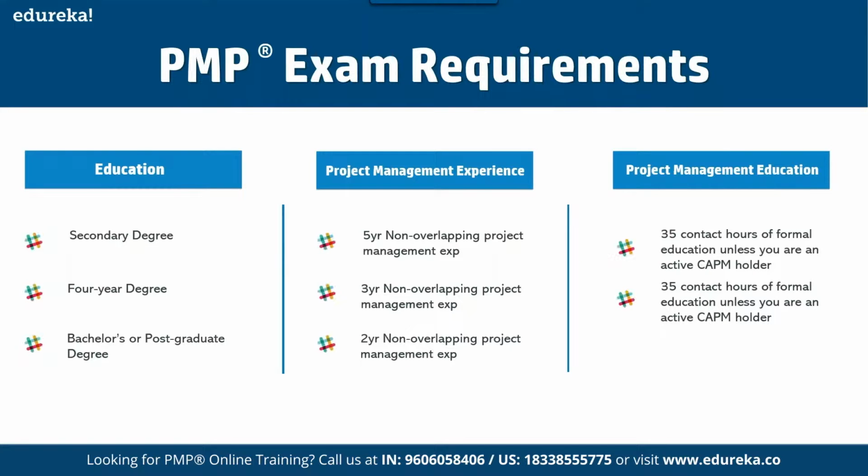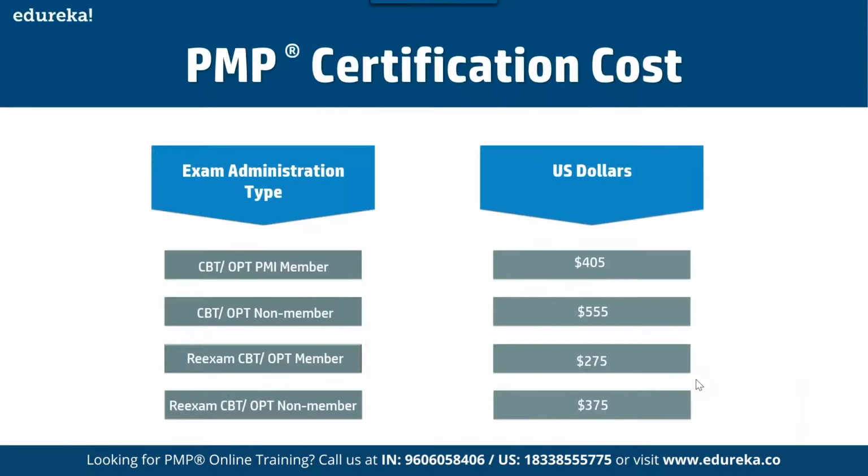In the case of project management education, you have to go through 35 contact hours of formal education, which you are going to get once you enroll in our certification, along with the certificate from our side. Now coming to the cost part. If you are a PMI member, the cost is 405. If you are not a member, the cost is higher, which is 555. And if you fail the first attempt and want to give a second attempt, for members it's $275, and for non-members it's $375.